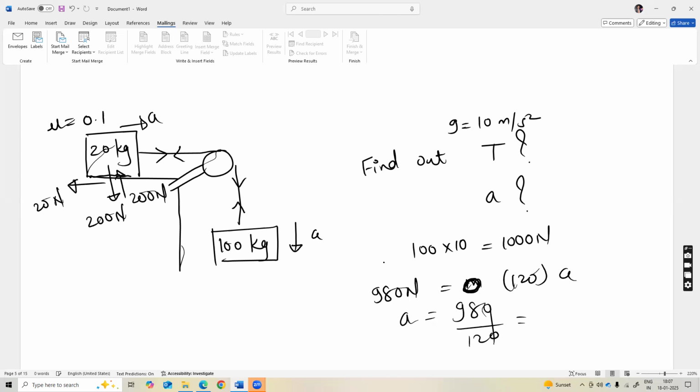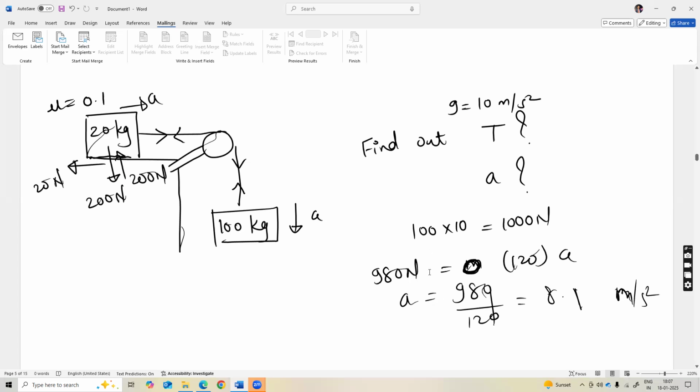So acceleration will be equal to 980 by 120. 12 eights are 96. Then you remain with 20. Then there is a 1. Then again, it is basically 8.1 and there will be more digits, meter per second square.